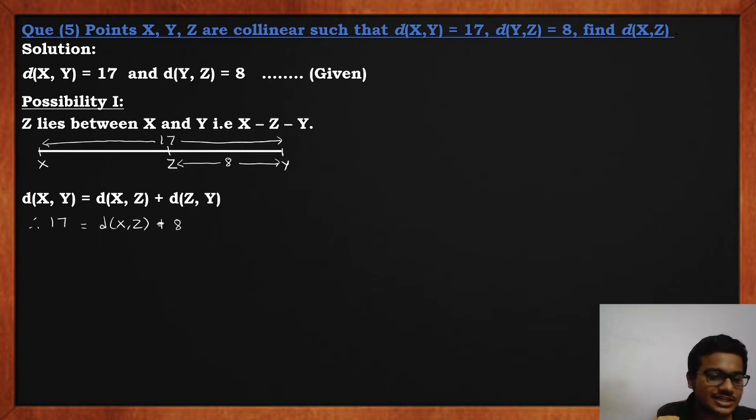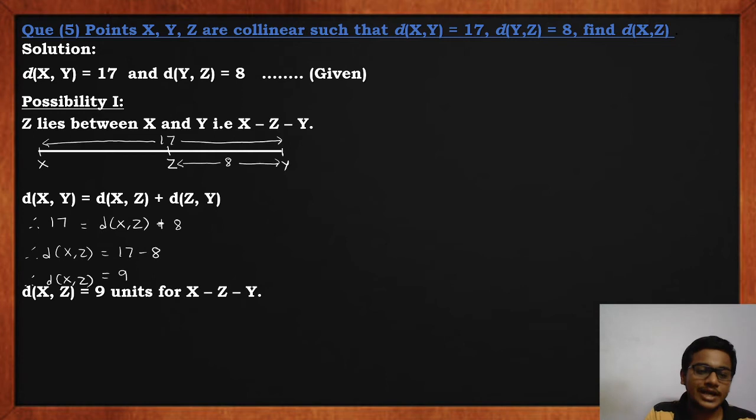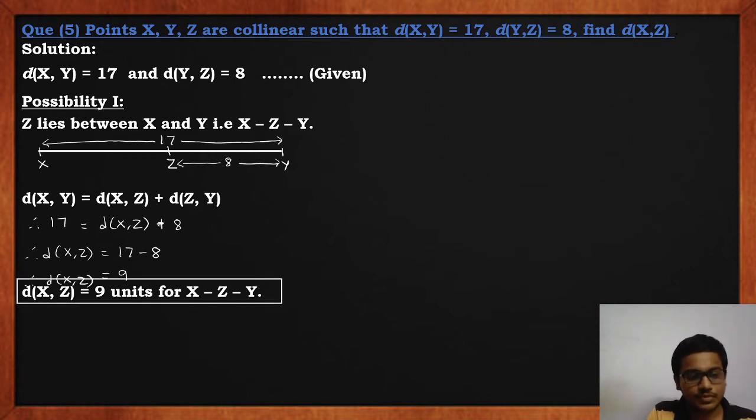Now shift distance xz to the left hand side. That will be equal to the greater number 17 minus the smaller number 8. Now 17 minus 8 is 9. So therefore distance xz equals 9 units for x dash z dash y possibility. Mark this.